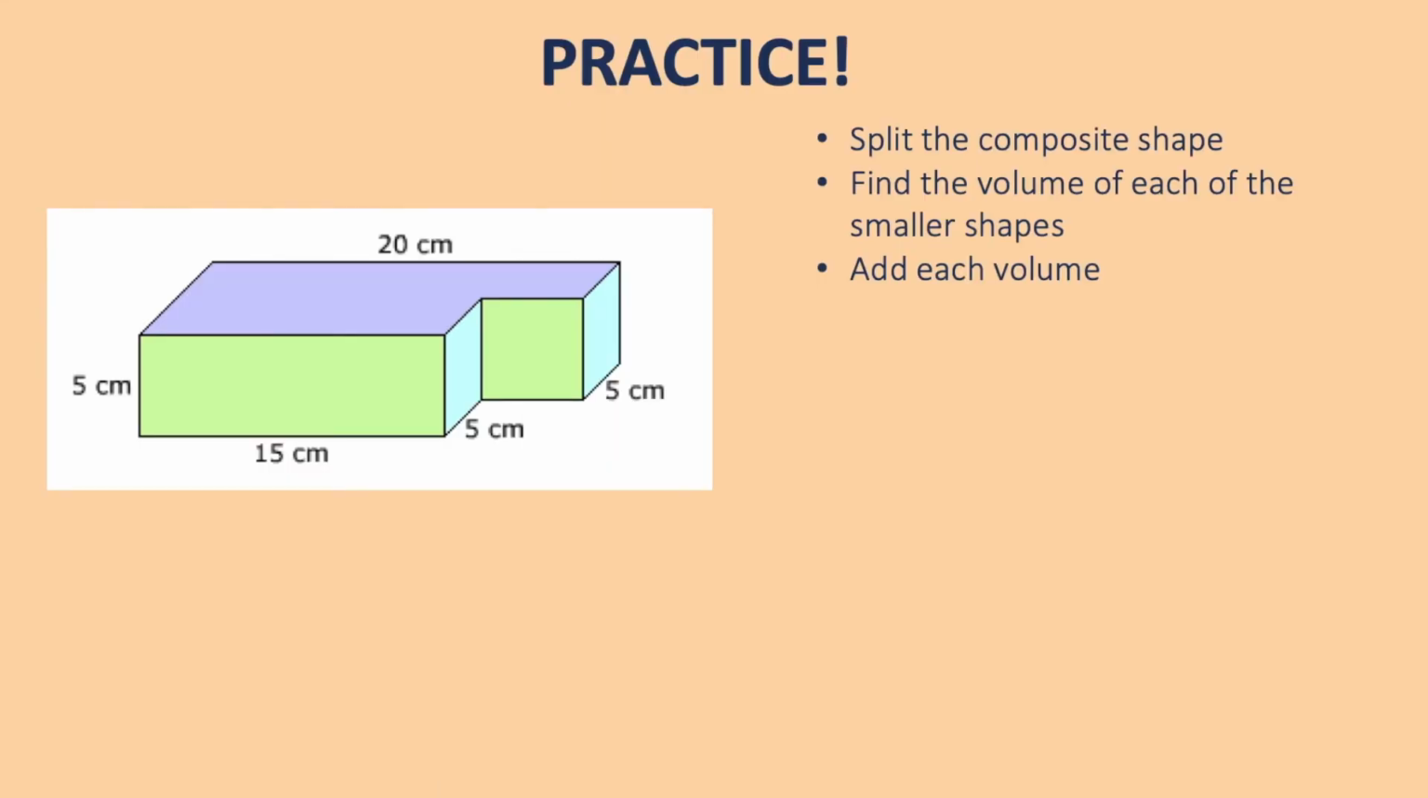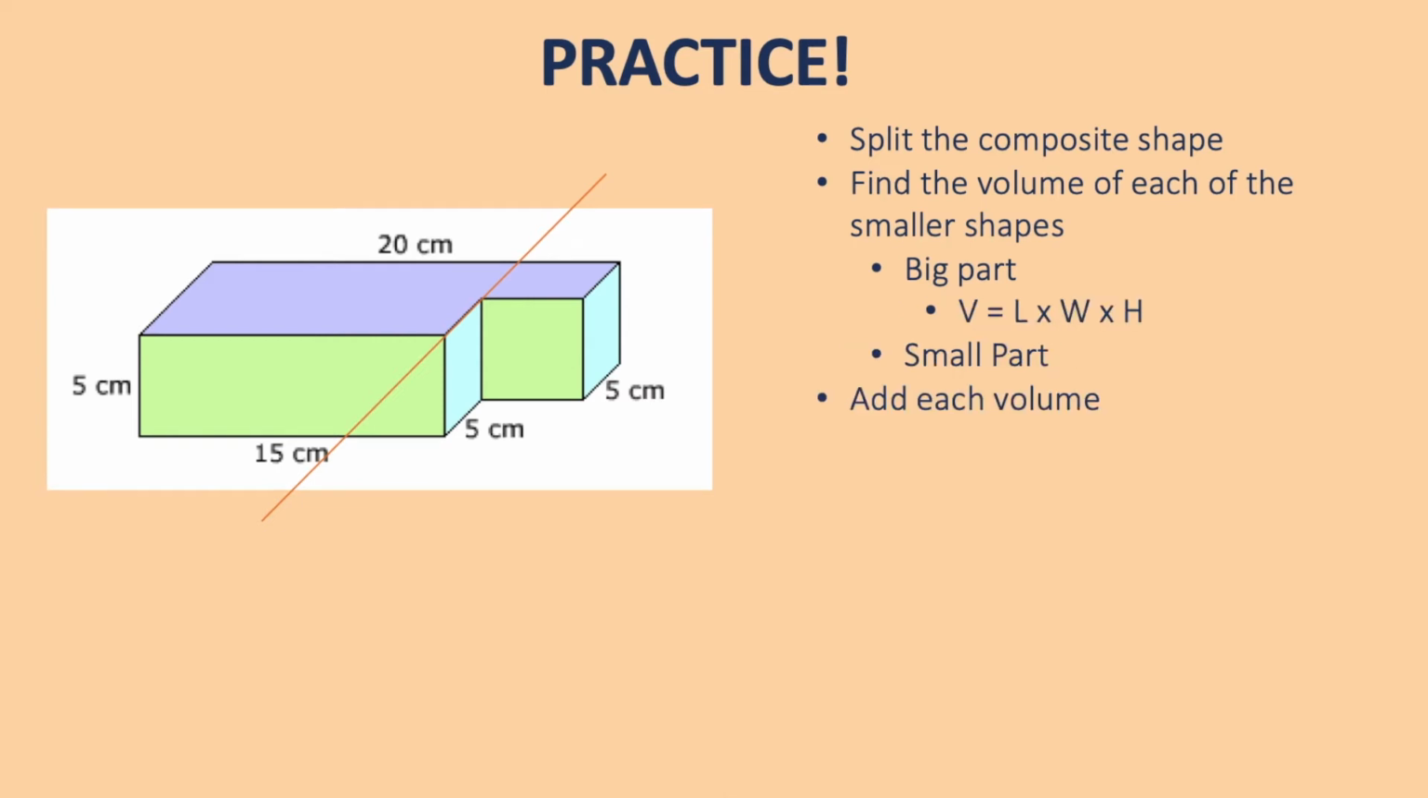So first we're going to practice with this shape. And first we're going to split the composite shape. So I'm going to split it along this line. You could also split it along a line like this or a line like this. Really, either way is fine. I just chose to do it this way. And then what you're going to do is find the volume of each of the smaller shapes. So I have the big part and the small part.